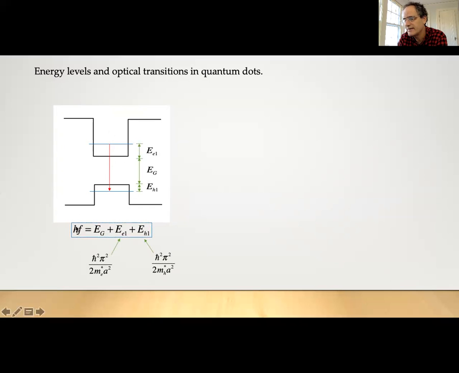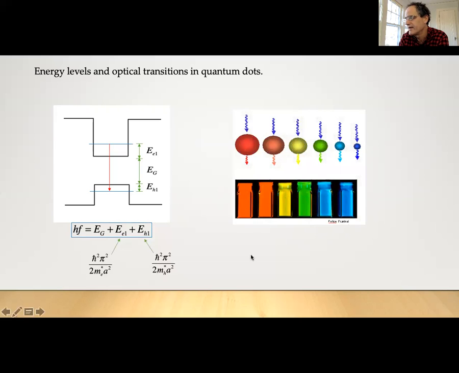Well, it's just given by this formula. hf will be the sum of the band gap energy, E_g, the confinement energy of the electron, and the confinement energy of the hole, here. Where the confinement energies of the electron and the hole are given by the formula we just wrote down. Only in one case we're using the effective mass of the electron, in the other case, the effective mass of the hole. Okay? So it couldn't be more straightforward.